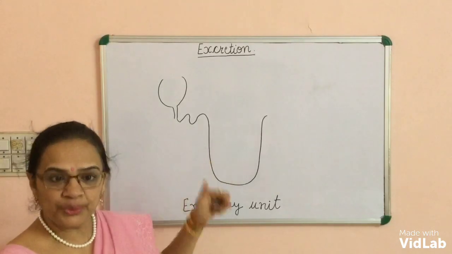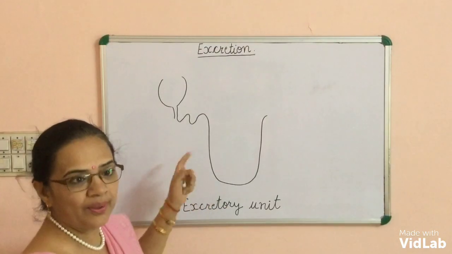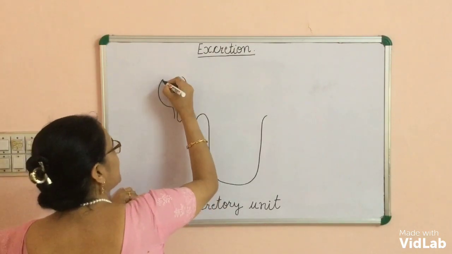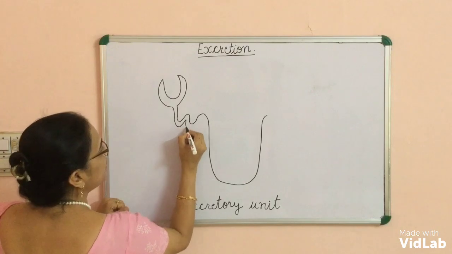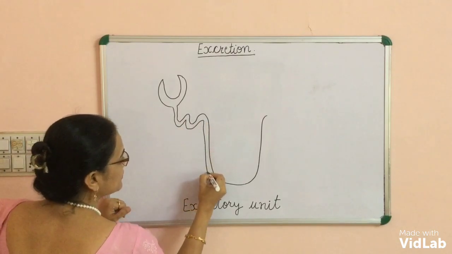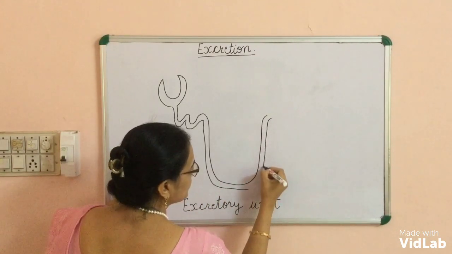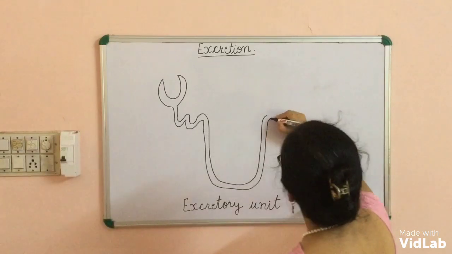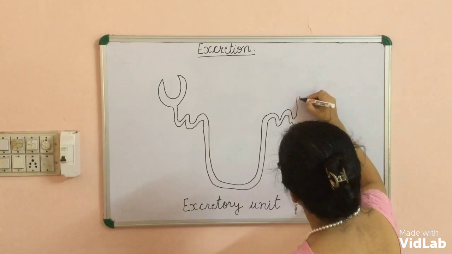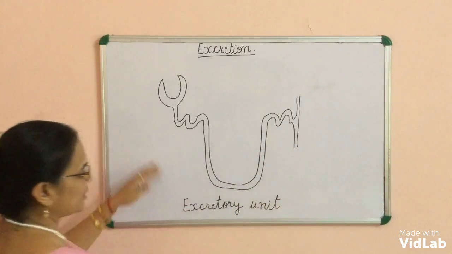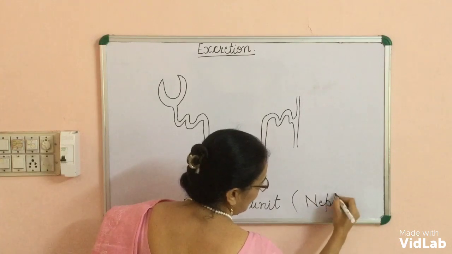Now the excretory unit. The excretory unit is nephron. How to draw the simple diagram of nephron? I am drawing here. Just draw this type of structure. Then this coiled tubular structure. This U-shaped tubular structure. Then again here also one curve. This is the main simple structure of the excretory unit, known as nephron.